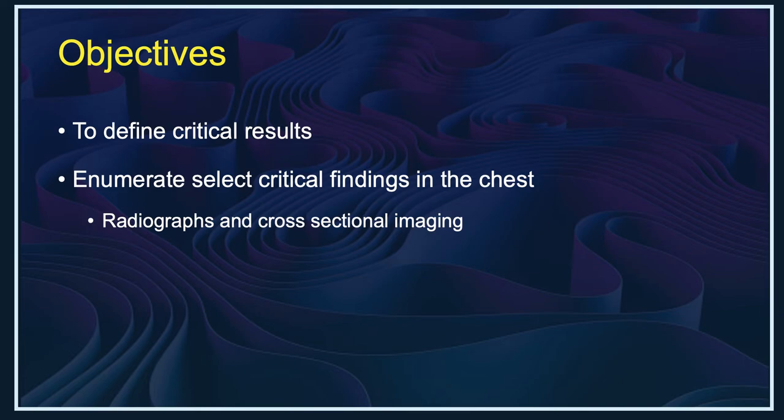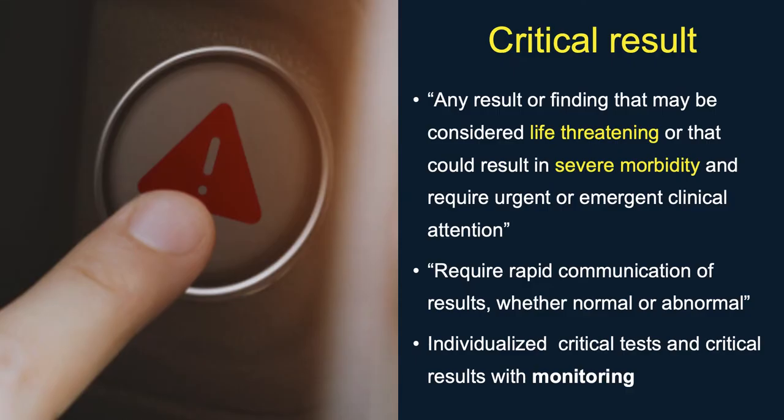My objectives are to define critical results and to enumerate select critical findings in the chest, with emphasis on radiographs and cross-sectional imaging. A critical result is defined as any result or finding that may be considered life-threatening or that could result in severe morbidity and require urgent or emergent clinical attention.